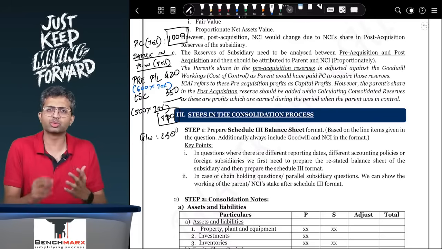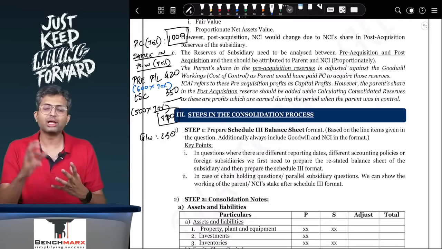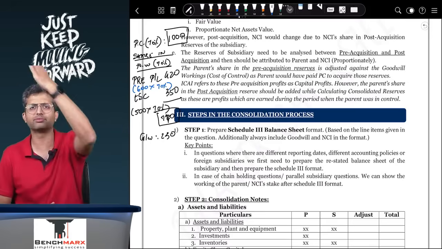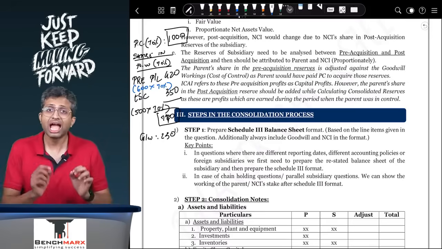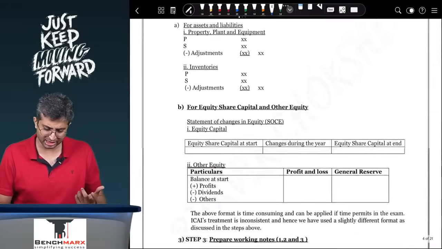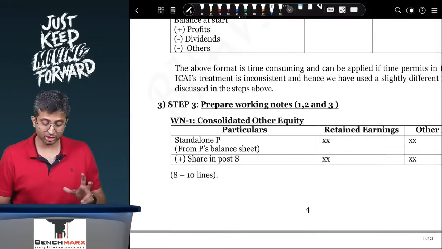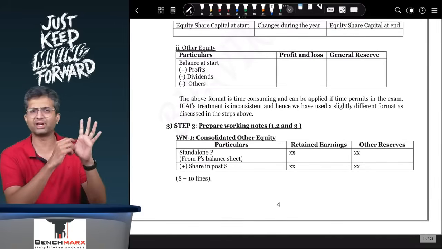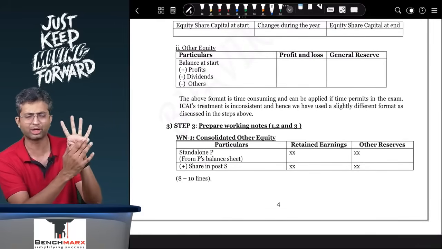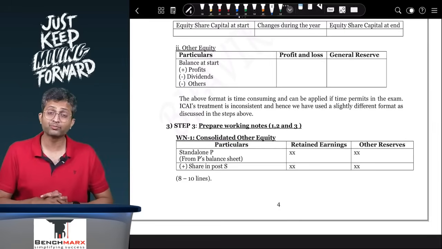How do you start these working notes? Working note on other equity. If you have multiple reserves, you will take the reserves in a columnar form, like a general reserve, like retained earnings, like other reserves, and then start with standalone parent. So you will write down the balance which is there in the standalone parent from P's balance sheet. So there were 5 items, out of which you have written the share capital of the parent in the note on equity share capital. You have written the reserves of the parent in working note number 1.